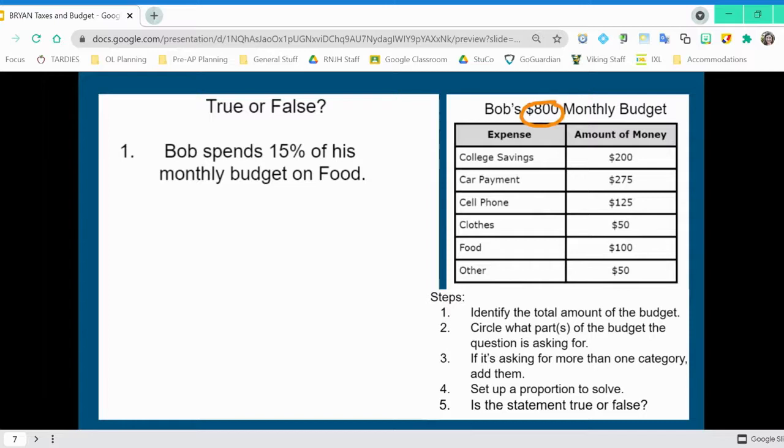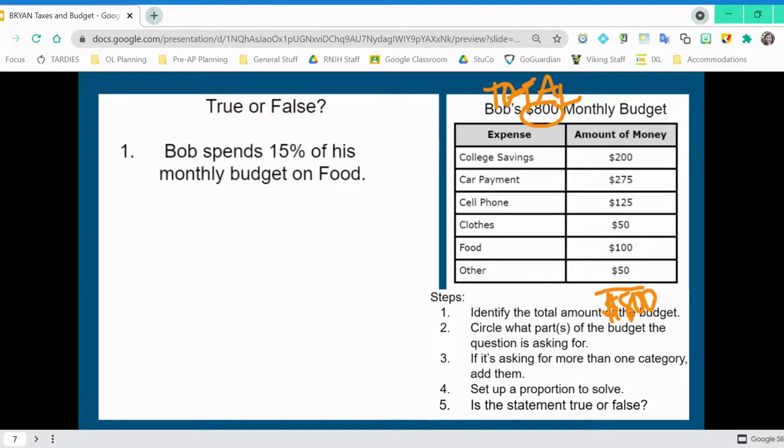So the first thing that we have to know in a budget is what's the total. In this case, it gives us the total. But if we didn't know the total of his budget, what do you think we would do to find the total of his budget? Well, we would add all these numbers up. So if I added all of these numbers up, then it's going to total up to $800. All of those categories add up to his total budget.